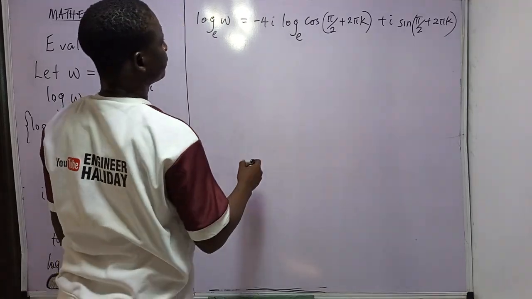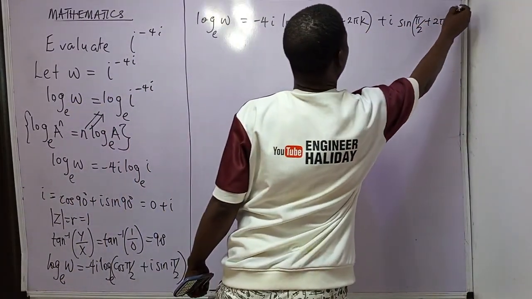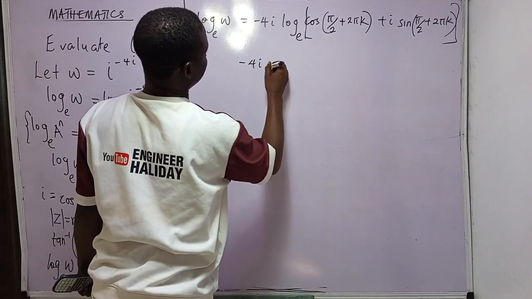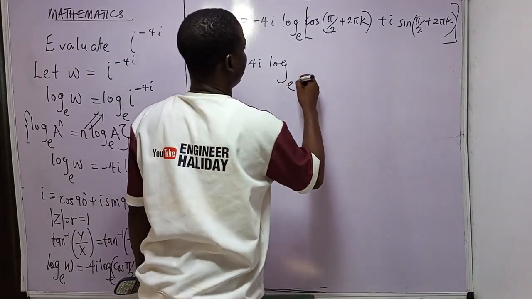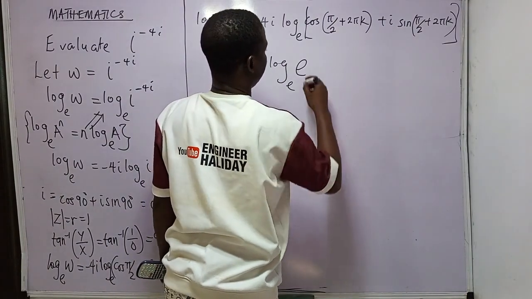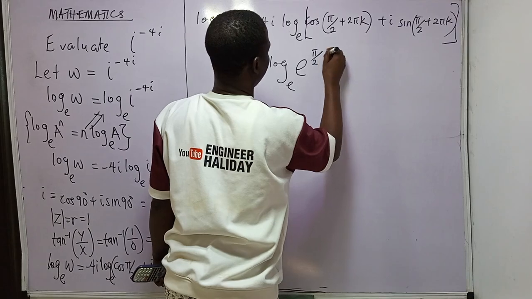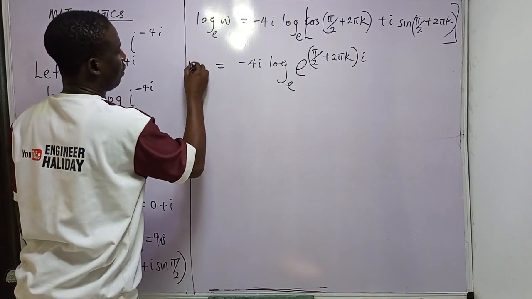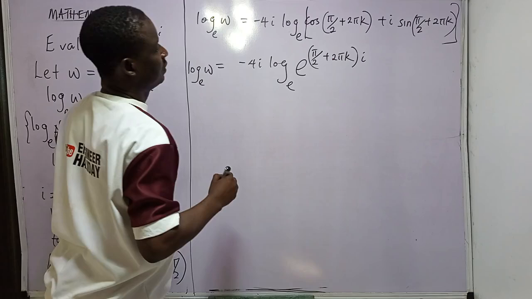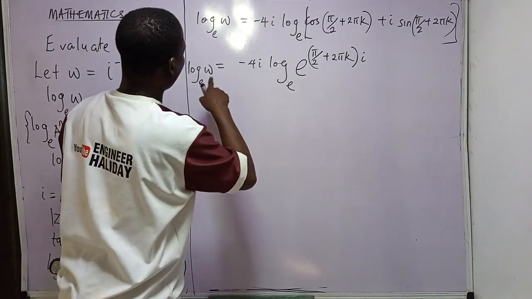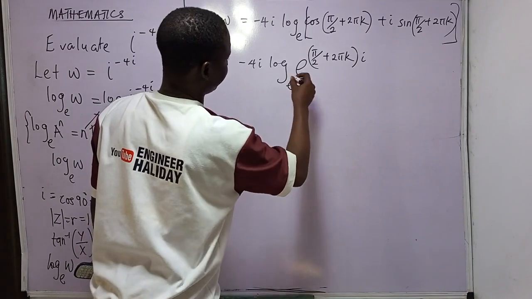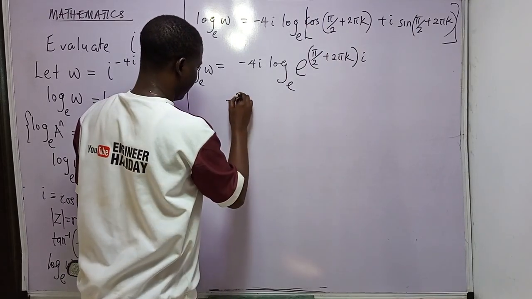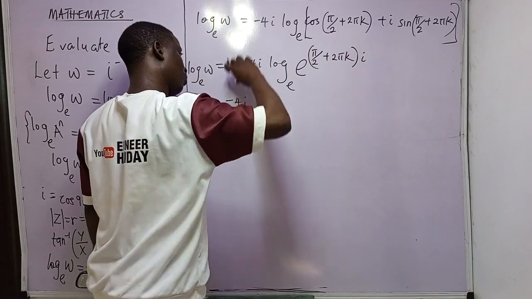Now what do we have? Let's turn this one to exponential so that we can simplify it. I'm going to have minus 4i log to base e of e exponential pi over 2 plus 2 pi k times i equals log to base e of W. Now, what do we do? Because we want to find W now, but before we can find it, let's simplify this one. We drop this to the back, and minus 4i multiplies that one also.